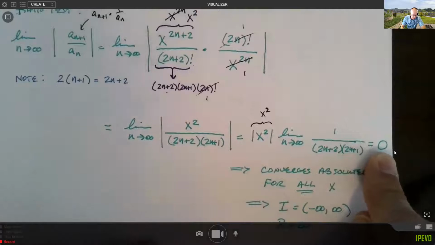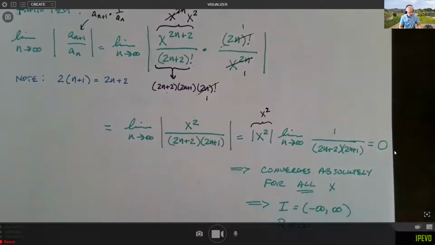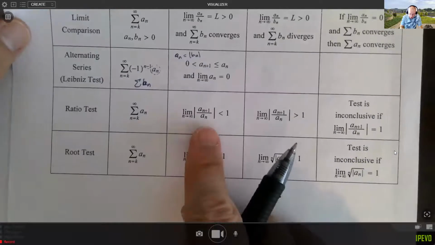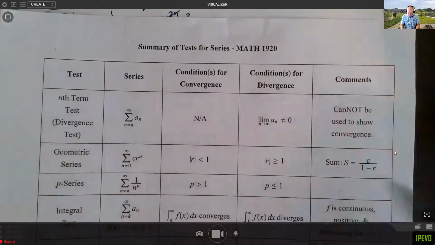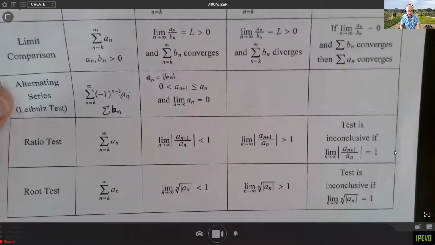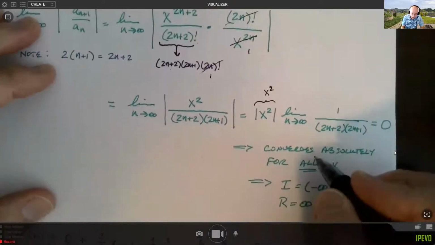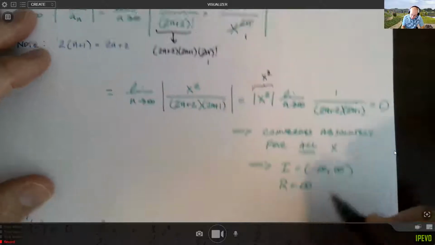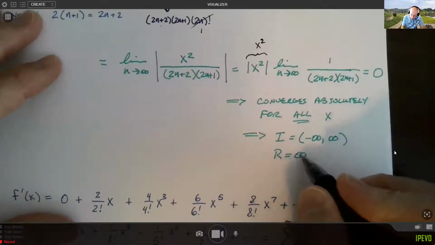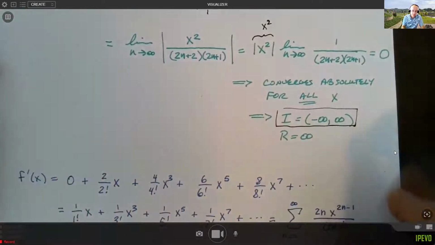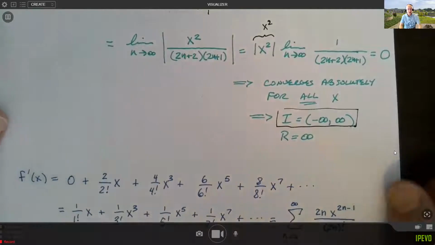And what this means is, by the ratio test, if this limit is less than 1, if you remember from our summary sheet for the ratio test, then we're talking about convergence, and it's going to be absolutely convergent in this case. And so clearly 0 is less than 1, so our series converges absolutely for all x. That means our radius of convergence we write as infinity. The interval of convergence, which is actually what we're asking for, is all real numbers, which we write in interval notation that way.